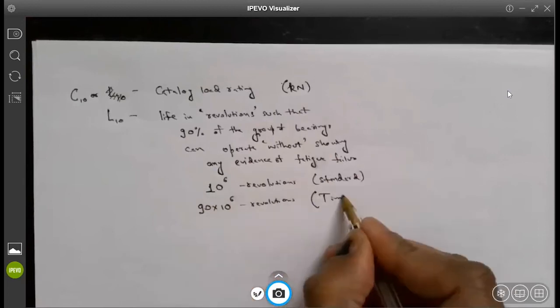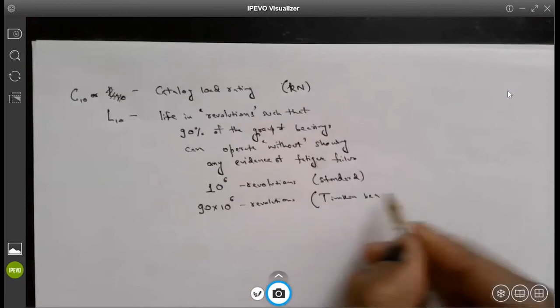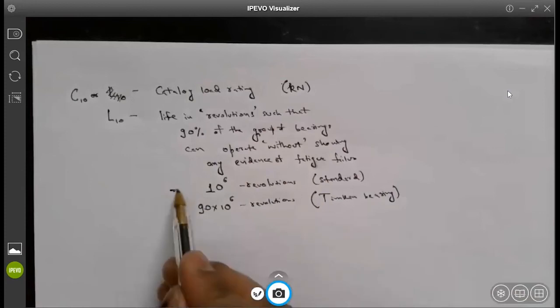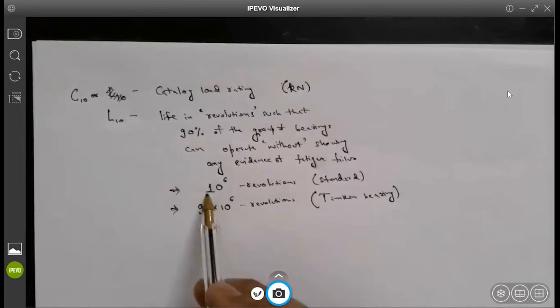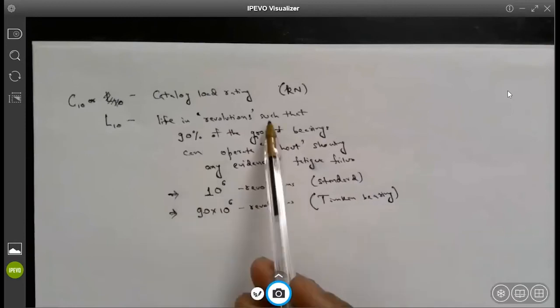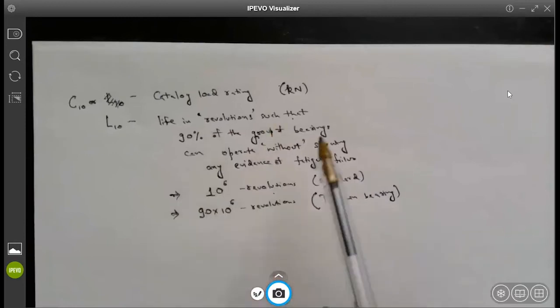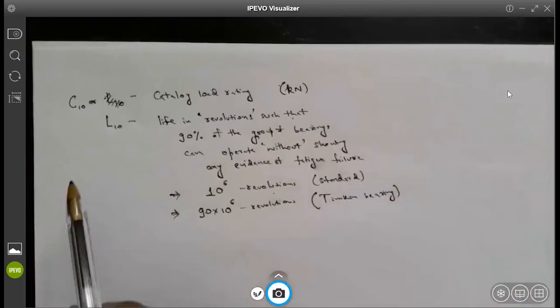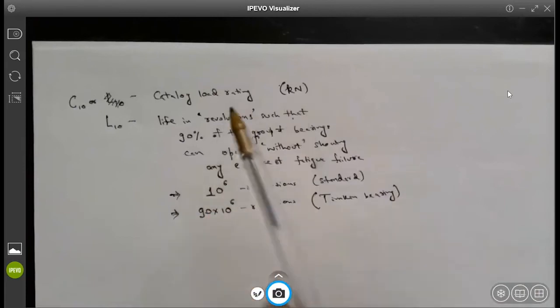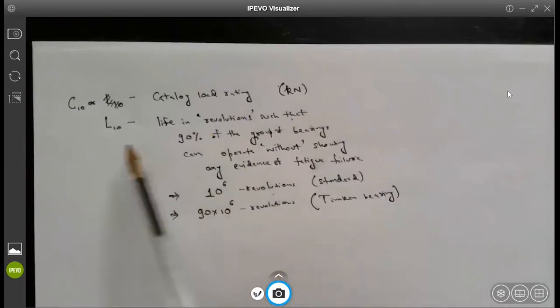For Timken bearings. So Timken is another bearing manufacturer. For them, the L10 life is generally quoted as 90 million revolutions. But in standard practice, the L10 life is considered as 1 million revolutions. It is defined as the life in revolutions that 90% of a group of bearings can operate without showing any evidence of fatigue failure. And the catalog load rating is the radial load in kilonewtons such that 90% of the bearings can have this specific L10 life.